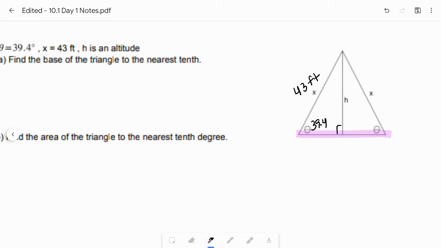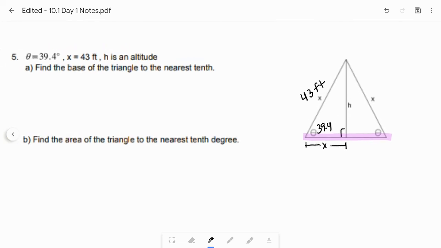So if we label just this one right triangle, if we label that base as x and we're using theta, then I am going to have my adjacent side and my hypotenuse. So I can have cosine of 39.4 degrees is equal to the adjacent side x divided by 43. So when we solve for x, we have 43 times cosine of 39.4 degrees is equal to x.